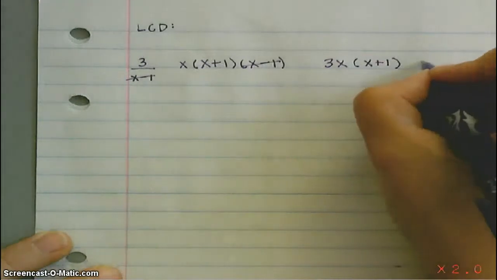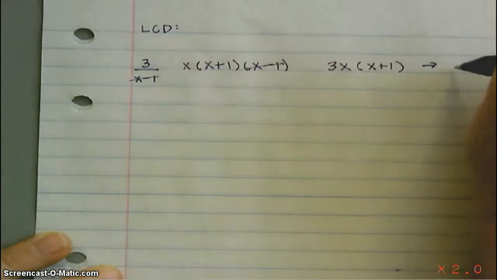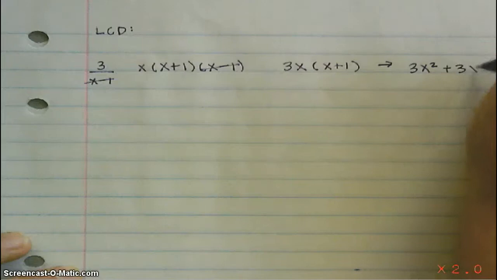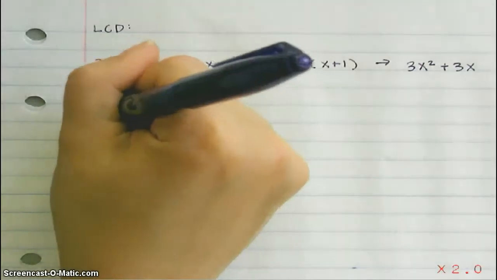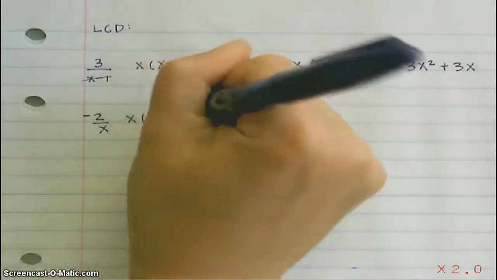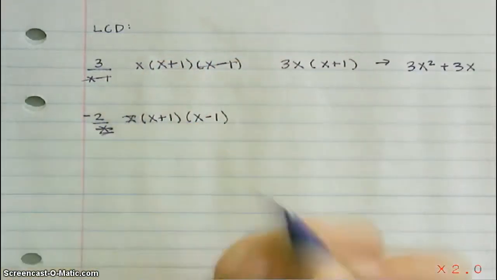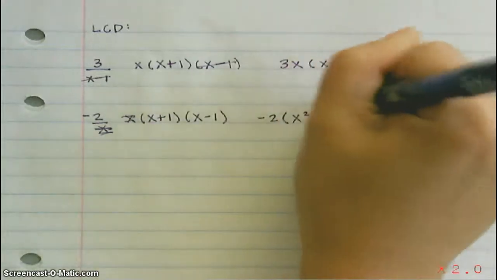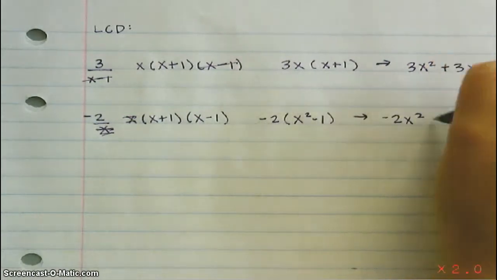I think it's almost easier to go ahead and distribute anything on this step. So this is going to become 3x squared plus 3x. Excellent. All right, the next term, carry the negative with it, so it's going to be negative 2 over x. I'm going to multiply that by the LCD. The x's cancel. So this part of your numerator, if you FOIL that out, x squared minus 1, is going to be negative 2x squared plus 2.